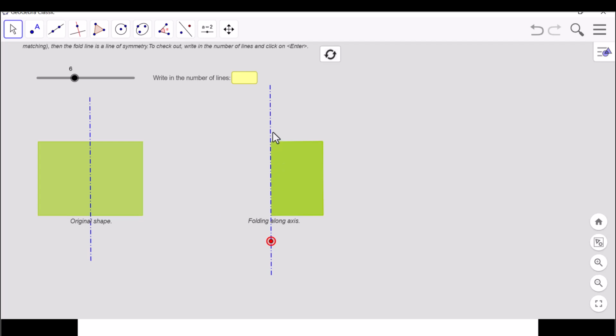So you can see that this is the line of symmetry because this part of this rectangle is mirrored to this side. So this side is equal to this side. And when you fold it, it covers it well. That means this is a line of symmetry.